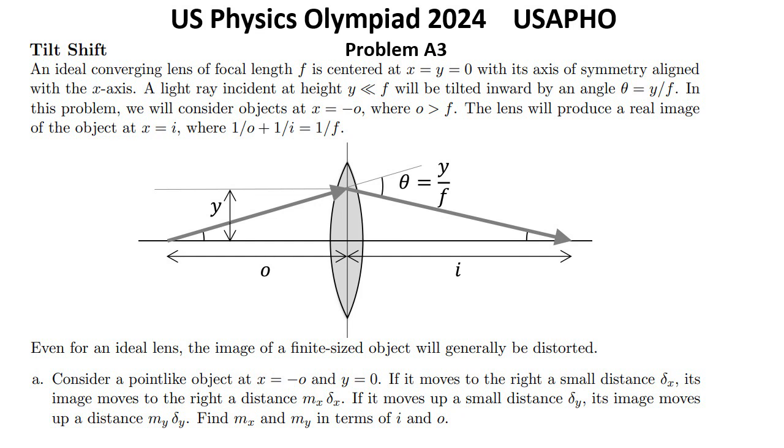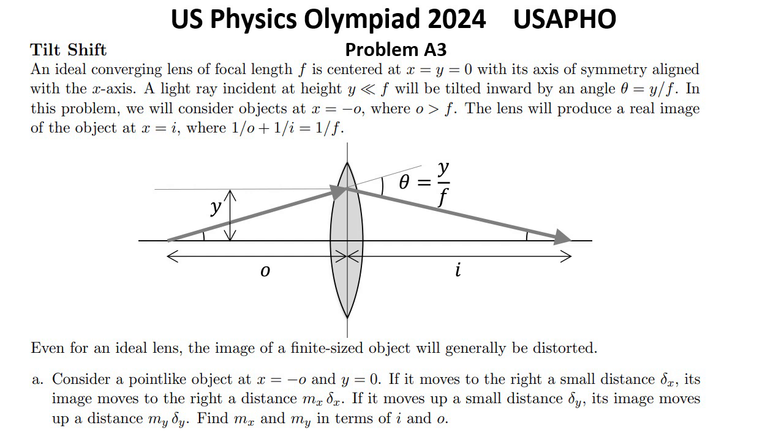Problem A3. Tilt shift. An ideal converging lens of focal length f is centered at x equals y equals 0 with its axis of symmetry aligned with the x-axis. A light ray incident at height y much less than f will be tilted inward by an angle theta equals y over f. In this problem, we will consider objects at x equals -O, where O is greater than f.